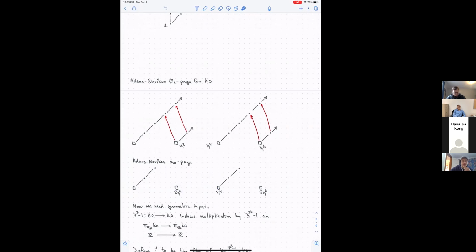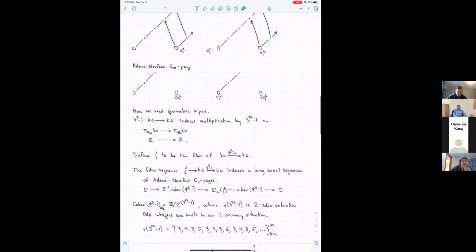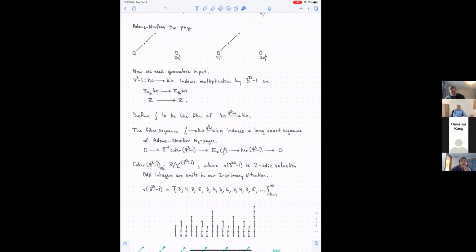Now I need some geometric input. That's sort of the dirty little secret of all these algebraic style computations in stable homotopy theory: sooner or later, you have to do some kind of geometric input. The stable homotopy category is topological. It does carry topological geometric information. You can't necessarily deduce everything out of thin air.